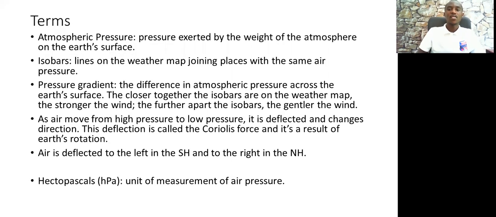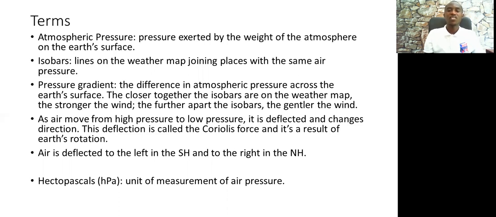Okay, so let's look at atmospheric pressure. This is the pressure exerted by the weight of the atmosphere on the Earth's surface. If you check areas with the same atmospheric pressure, they are connected by lines called isobars. As you can see, the isobars connect areas with the same air pressure.